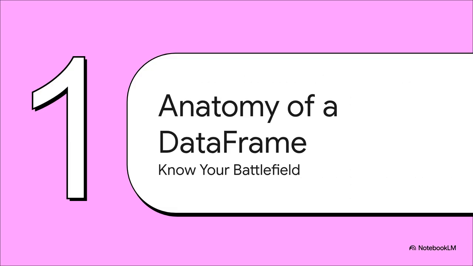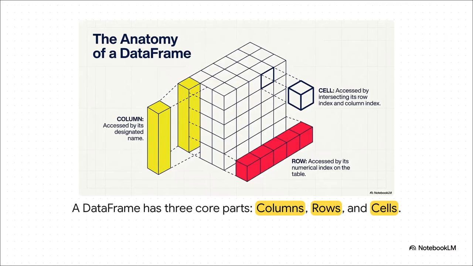Okay, before Raghav can even think about pulling data, he's got to understand the terrain. In the world of Pandas, that battlefield is called the data frame. And trust me, knowing its structure is the foundation for everything that comes next. This visual breaks it down perfectly. A data frame really just has 3 core parts, and it's a lot like a spreadsheet you've seen a million times. You got your vertical columns, which you grab by their name, like username or age. Then you have the horizontal rows, which you access by their number, their index. And of course, where a row and a column meet, you get a single cell, one specific piece of information.